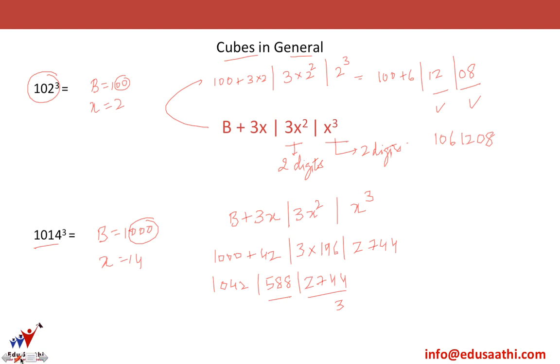So what I'll do is I'll just change the ink color. This 2 will be carry forward to this place. So what I have here now is 744. 2 gets carry forward, 8 plus 2 is 10. 1 will carry forward here, I'll get a 9 here and 5, and the first part remains as it is. So the cube of 1014 is going to be 1042590744. So this is the answer.